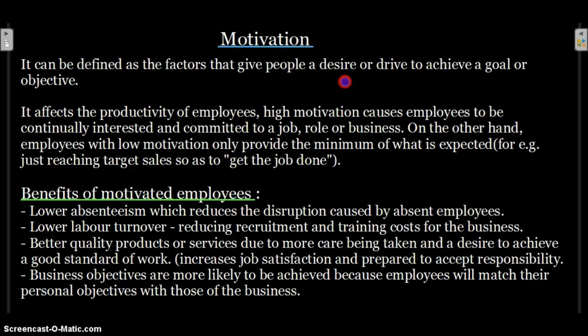So of course we have to start off with a definition of what basically motivation is, how it affects people, and what are the benefits of motivation. Motivation can be defined as the factors that give people a desire or drive to achieve a goal or objective. So basically it's anything that gives you a desire or a drive to achieve a goal or an objective. This is the point that should be mainly focused on.